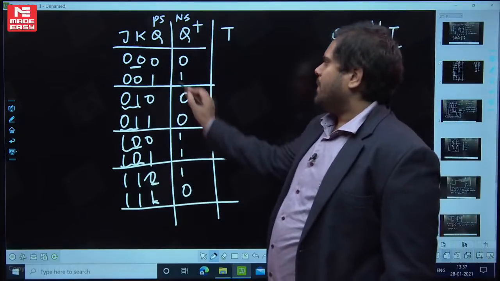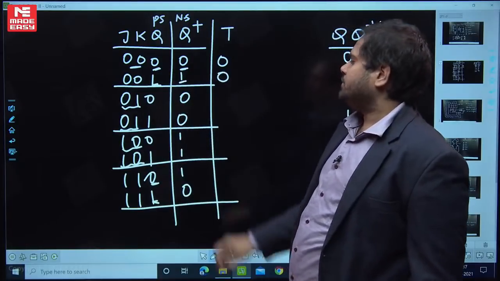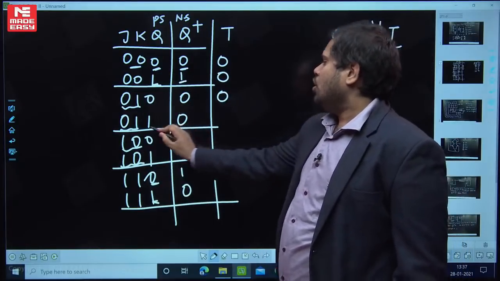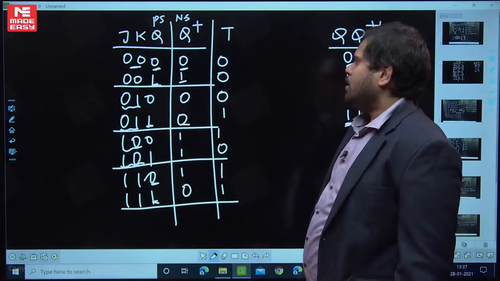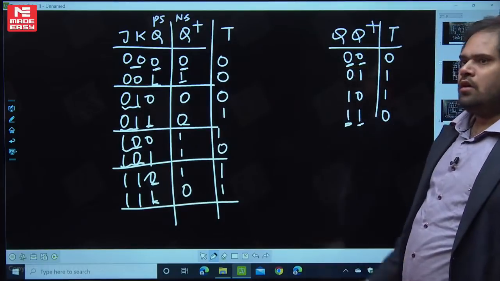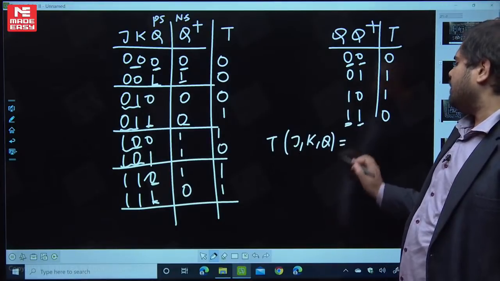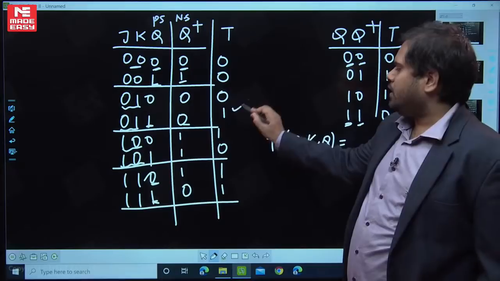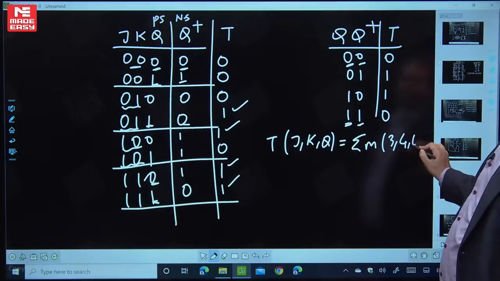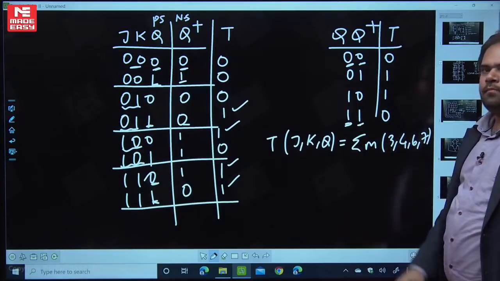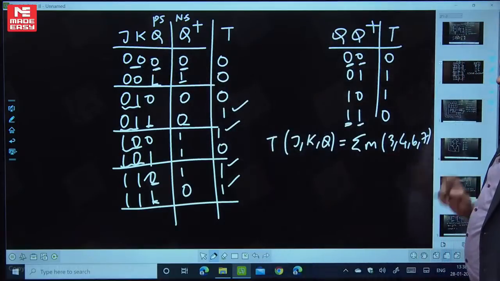Now let's do it. Present 0, next 0: hold condition. Present 1, next 1: hold condition. 0 to 1 and 1 to 0 are toggle conditions. So this is my table, and I got the T value. Now T is a function of J, K, Q. If I write the minterms, they are 3, 4, 6, 7. So T is a function of J, K, Q with minterms sigma m of 3, 4, 6, 7.